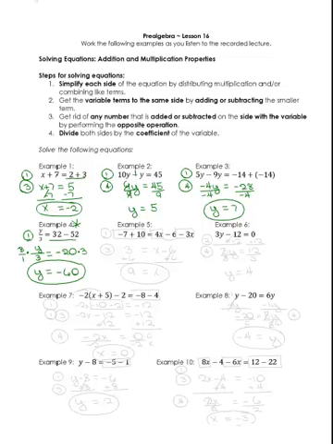Example number 5, we are going to simplify. Start with step number 1. We're going to simplify on each side. Negative 7 plus 10, I can combine those terms. I can say negative 7 plus 10 is going to give me a positive 3.